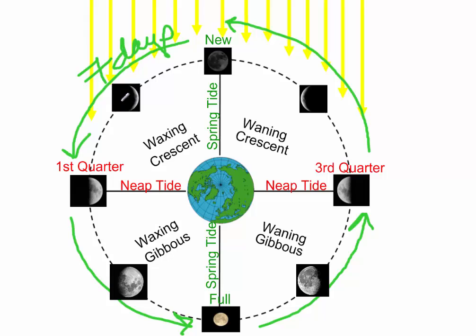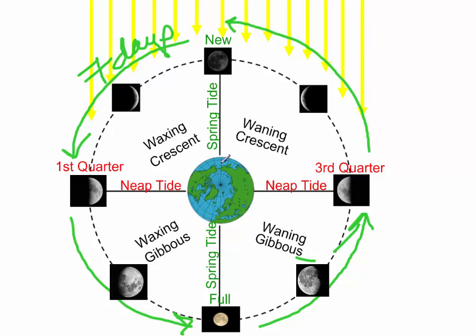If I had a waxing crescent, what would the moon phase be in 7 days? In 7 days, I'd go a quarter of the way around, it would be a waxing gibbous. If I had a waning gibbous, what would the moon phase be in 14 days? 7, 14. It would be a waxing crescent.